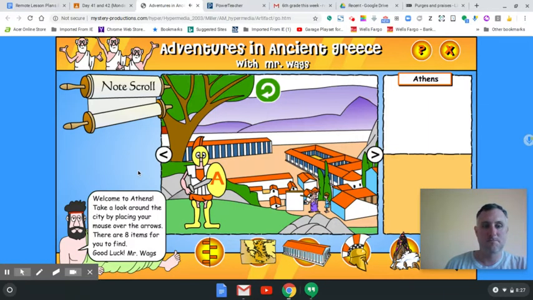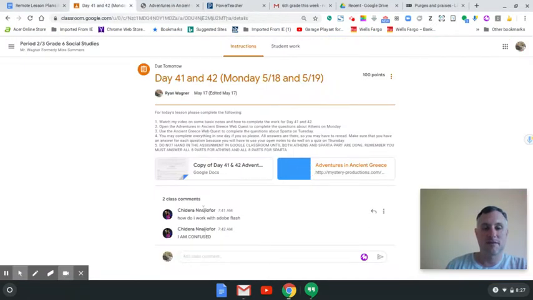Athens, you go through. Welcome to Athens. Take a look around the city by placing your mouse over the arrows. There are 8 items for you to find. Make sure to complete all 8, like one of the reminders I have in the directions. In the directions, you would click on this worksheet.